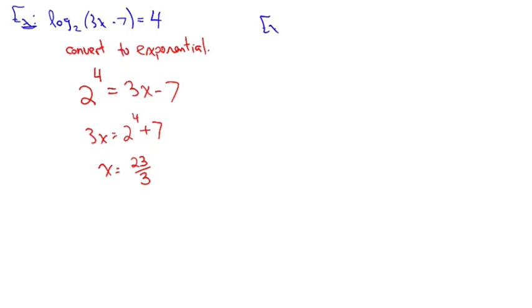So logarithmic equations aren't too bad, except I don't give them to you that easy. I usually do weird things like ln of x plus 5 is equal to 2. Make you think. So how do I solve that one?